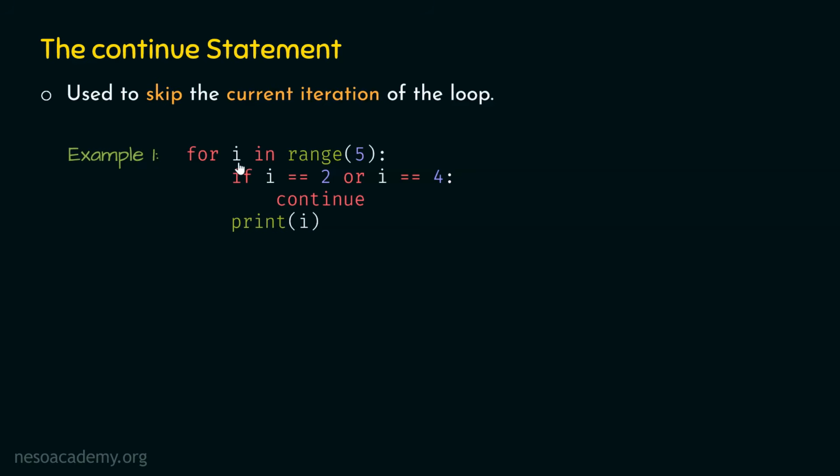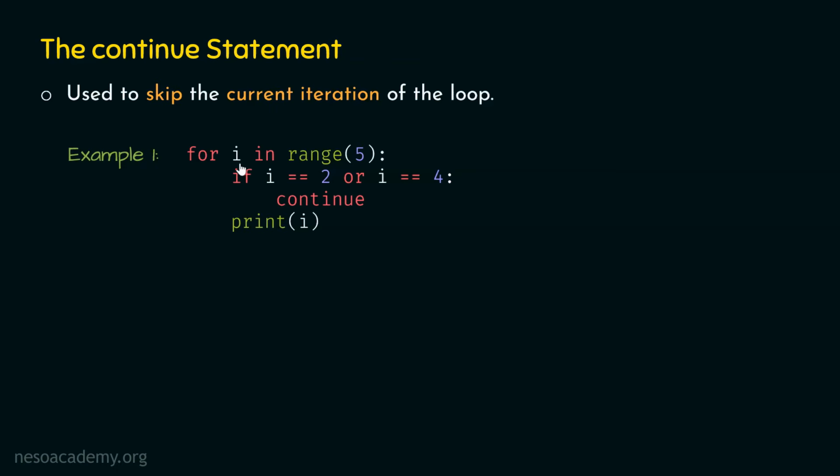After this, variable I will receive value 2. This condition is satisfied this time. Therefore, continue statement will be executed. And this means that we now need to jump to this line. I hope this is now clear. The print function in this case will not be executed. Hence, 2 will not be printed on the screen.